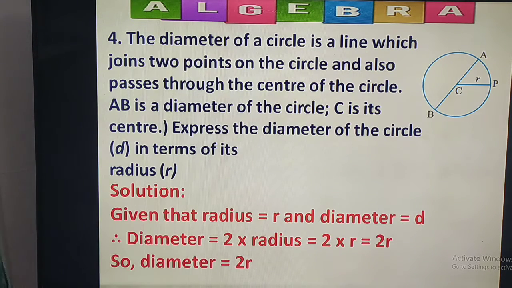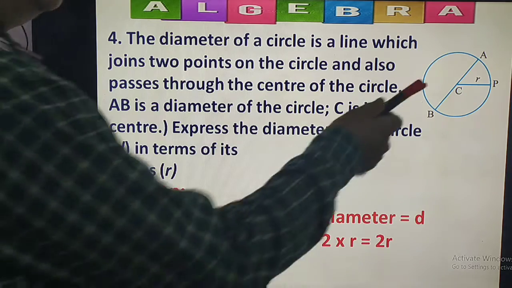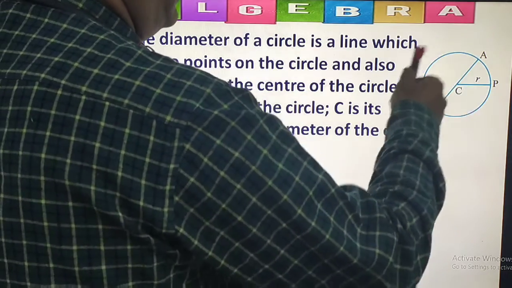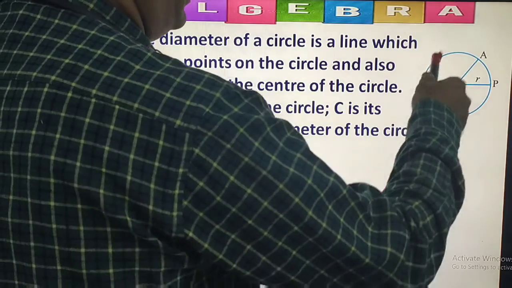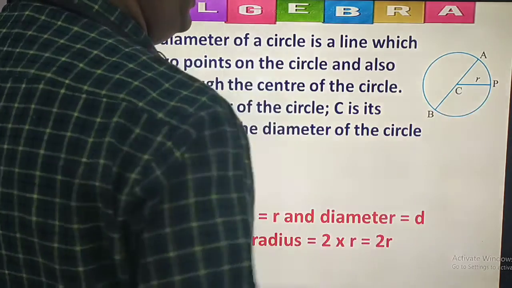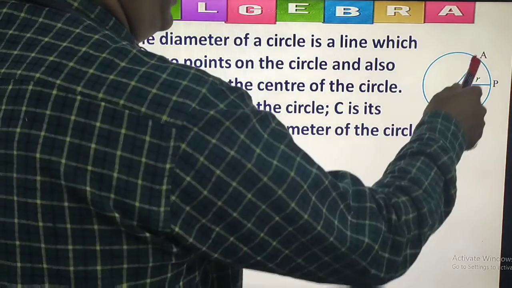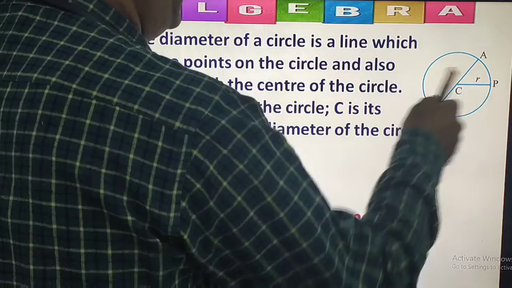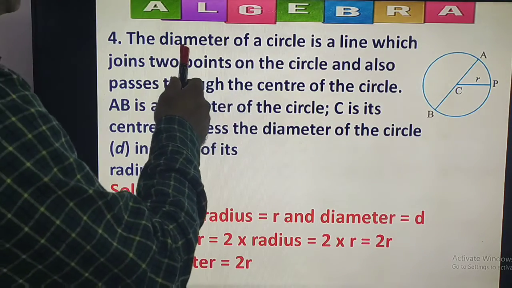You already know the circle. A circle consists of one center. The center is there, and this arc is called a circle. This arc is equidistant from the center. This length CP is the radius, and this diameter passes through the center of the circle, and this diameter is double the radius.